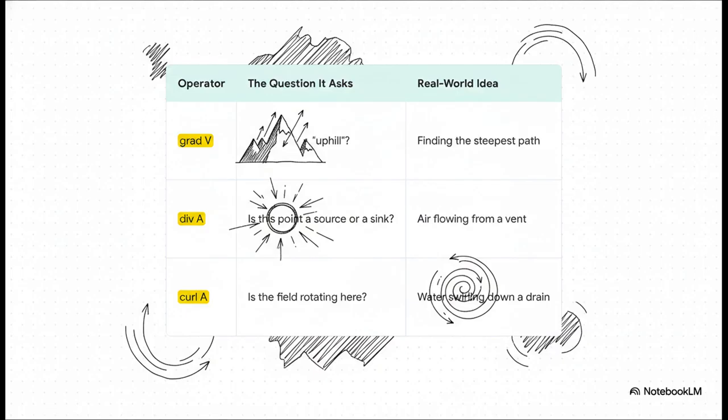And finally, you have the curl. This asks a simple question. Is the field spinning or rotating right here, just like a whirlpool? So really, we're just asking about slope, flow, and spin.